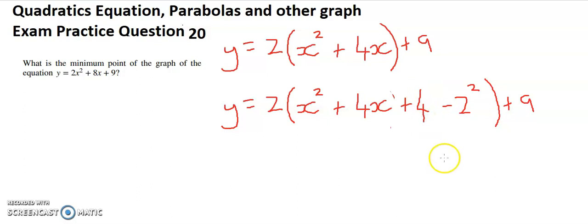Remember, when we're completing the square, we need two numbers that times together to equal C, and the exact same ones add up to B, and they must be the same number. Now I've done this, I haven't changed my equation because it equals the same. I've added 4, I can take 4. And 2 times 2 equals 4, and 2 plus 2 equals 4.